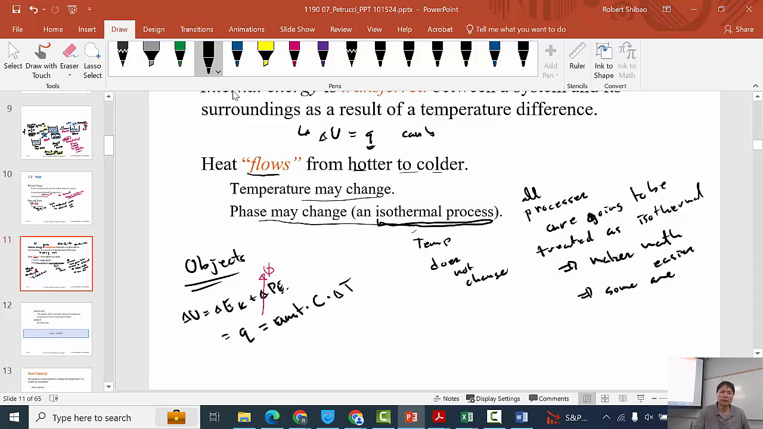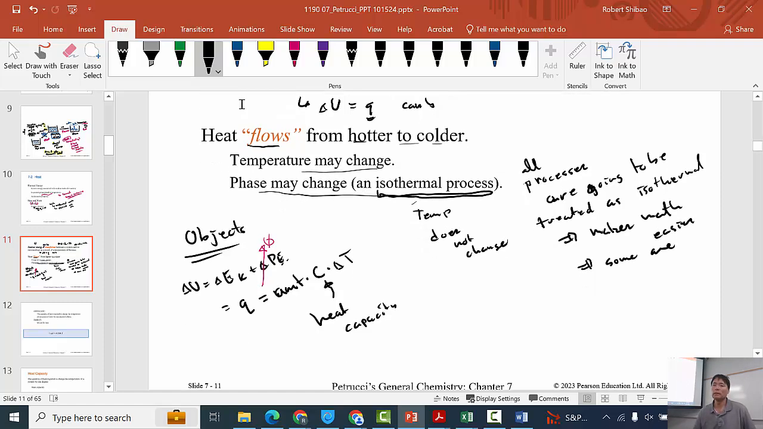The amount is the amount of object, usually in grams, sometimes in moles, sometimes in other units. C is called the heat capacity, and delta T is the change in temperature. So when we have an object, the potential energy doesn't change. The only change is the change in kinetic energy. This change in kinetic energy is going to be manifested as a change in temperature, and the relationship between energy and temperature is the heat capacity here. Heat capacities we can measure or we can calculate theoretically.